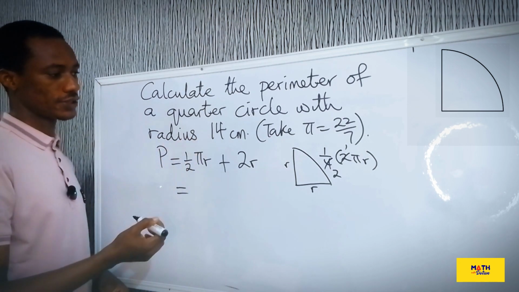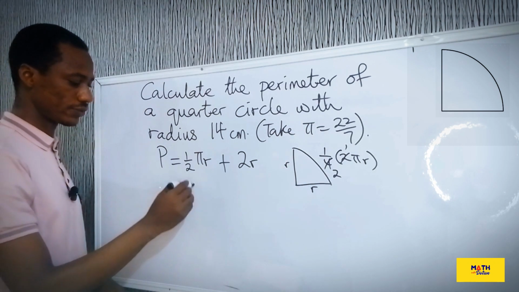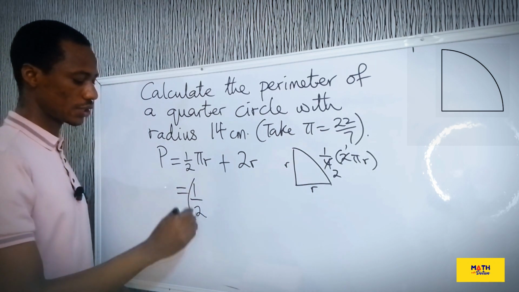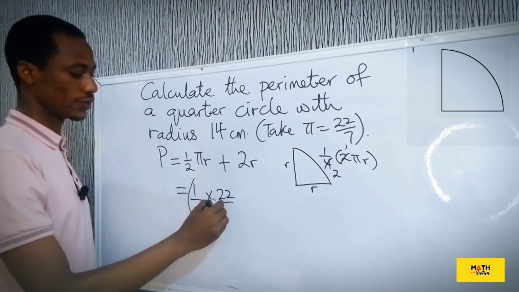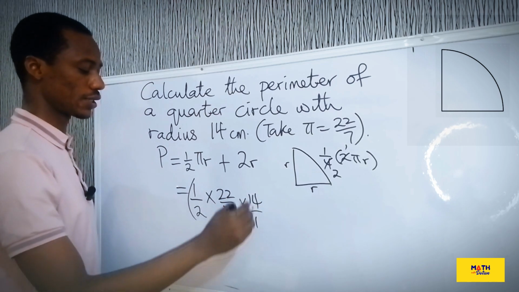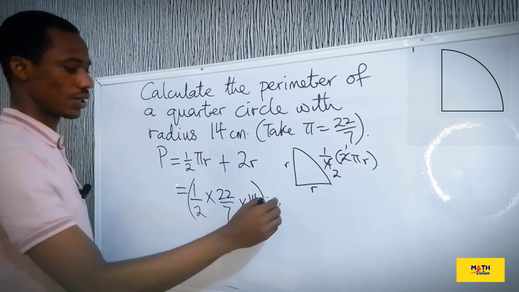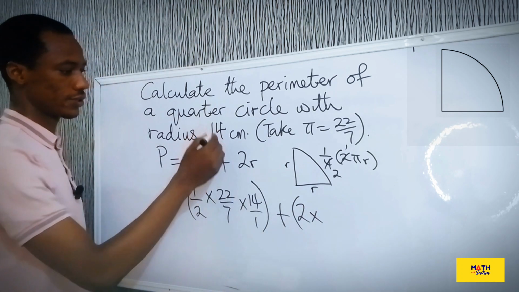The radius is 14 centimeters and pi is given as 22 over 7. So this is 1 over 2, let's put this in brackets, 1 over 2 times pi, 22 over 7, times radius, which is 14. Let's put that as a fraction too. And then plus 2 times the radius. The radius is 14 centimeters.